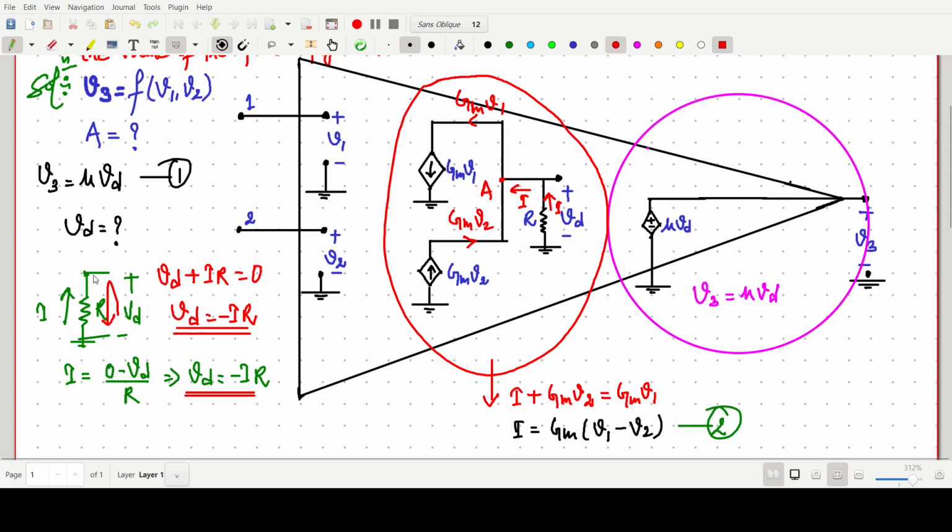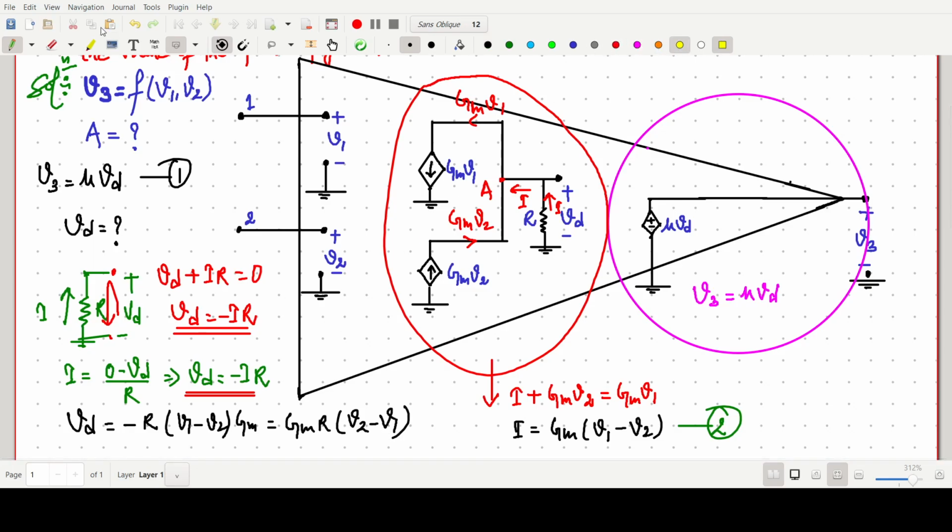Okay, if we take this as a loop, plus Vd, plus, opposite direction, so on this direction plus IR equals 0. So VD equals IR. So the value of VD we can write as VD equals minus I times R, where I is V1 minus V2. And GM will be there. So one can write GM R (V2 minus V1). So VD is now known to us as a function of this.